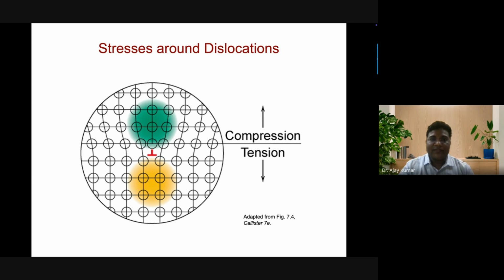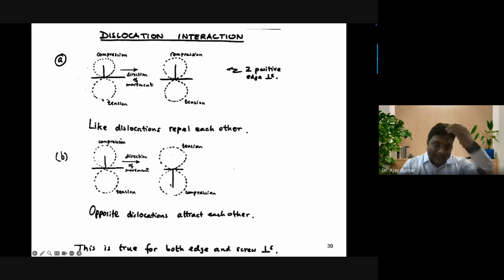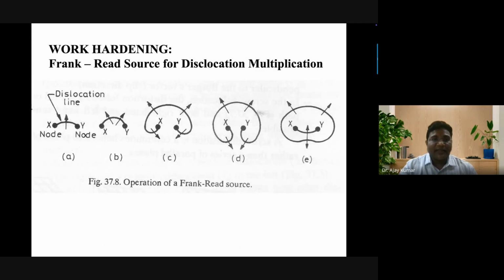And then when you have this dislocation, stresses also will be there around dislocations, that also you have to differentiate. So this is the dislocation line, the top part is having the compression, and the bottom part is the tension. Okay. And then once you have the dislocations, then dislocations also interact. So dislocation interaction will take place during the deformation process. And then when dislocation interaction takes place, there is a mechanism called work hardening or strain hardening.